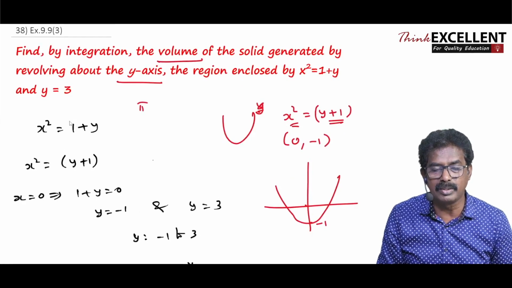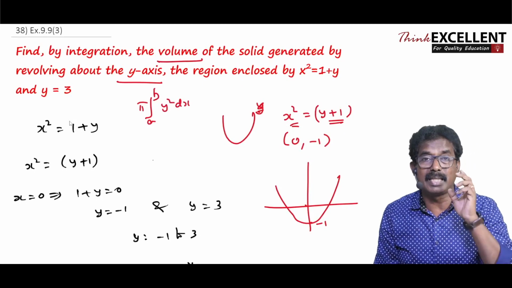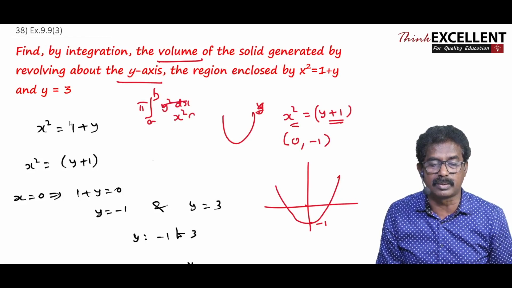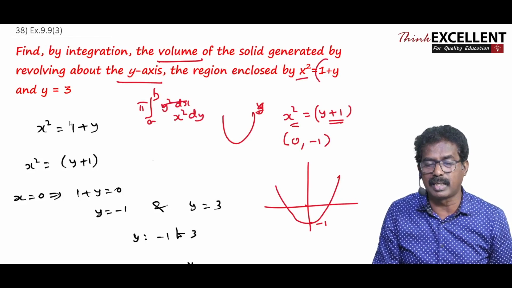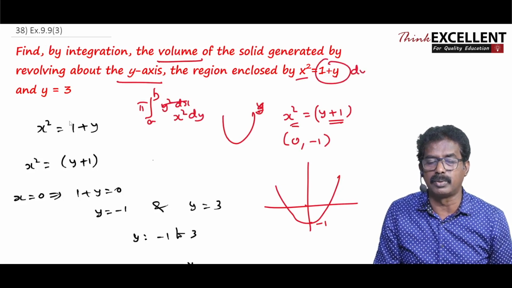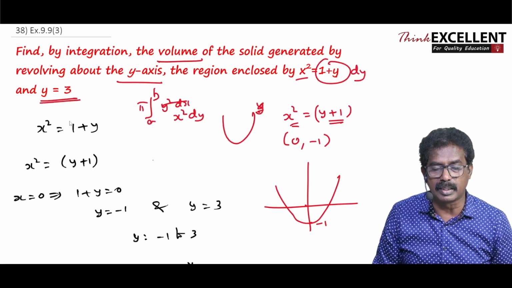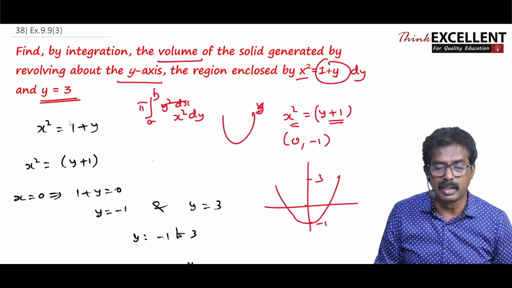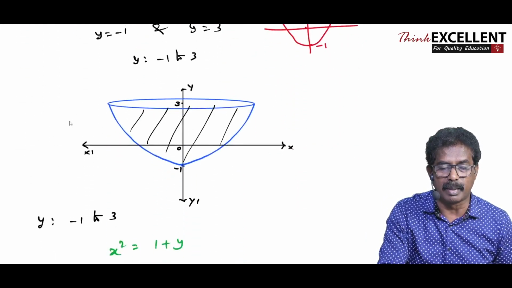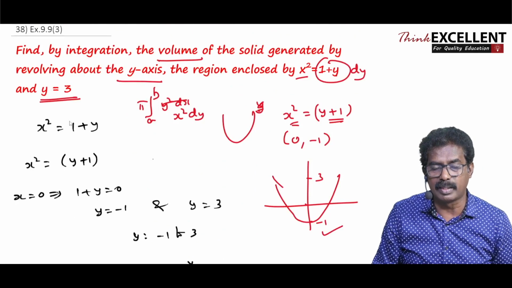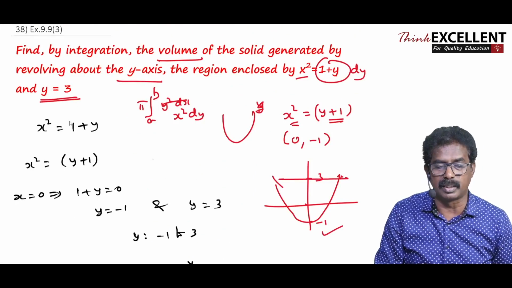The formula for volume is pi into integral a to b y square dx, that is when it revolves about x axis. When about y axis, instead of y square dx, what do we write? x square dy. x square is given, so we just write dy. y equal to 3, that is one value. Another value is -1. The maximum value here is 3, they have given 3.